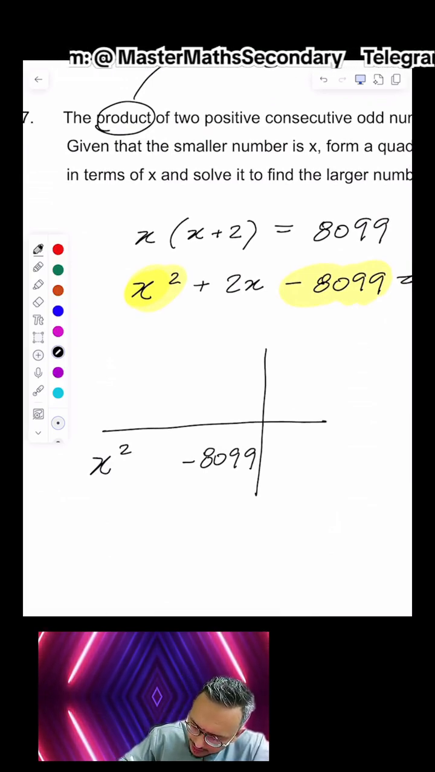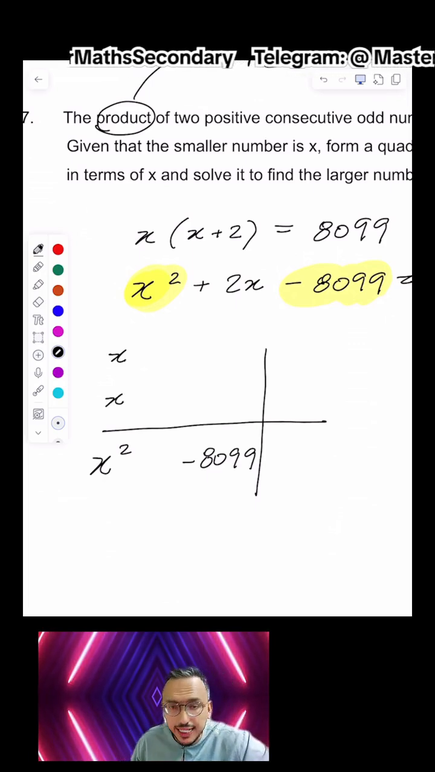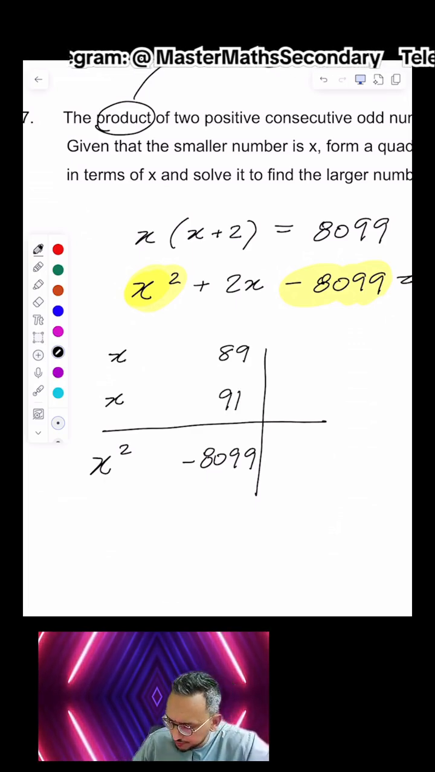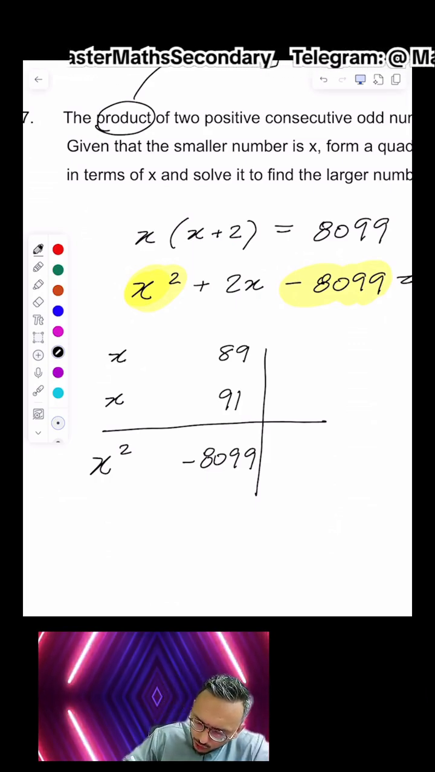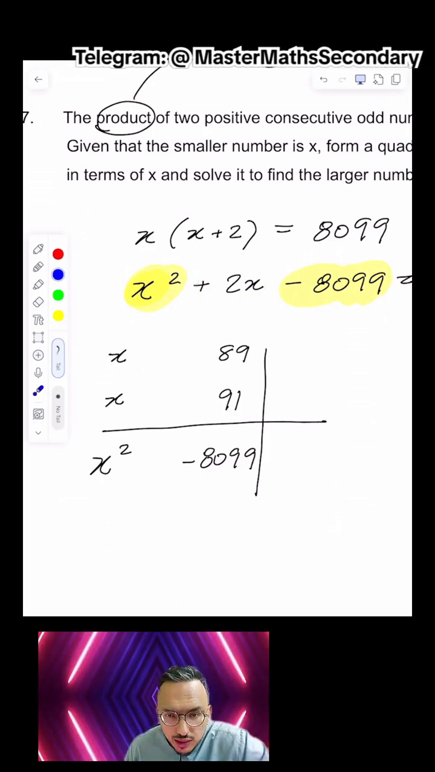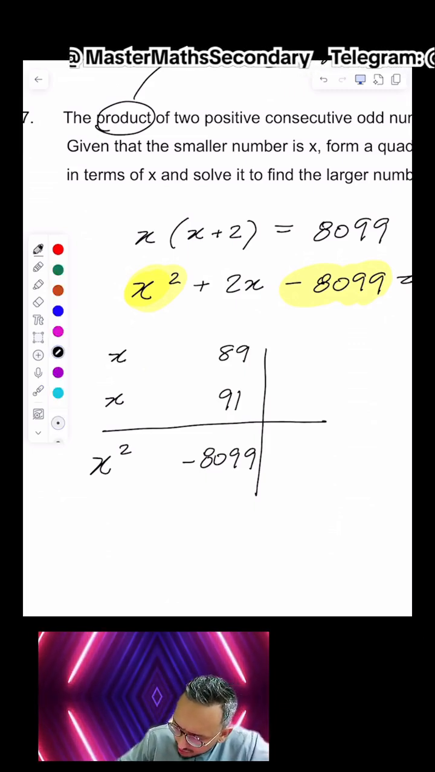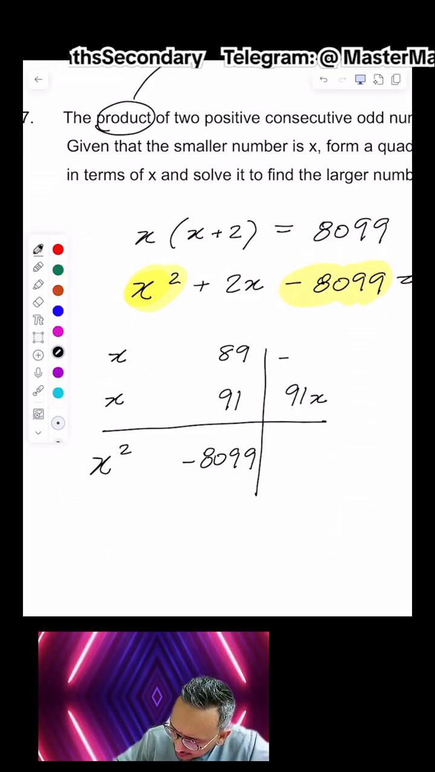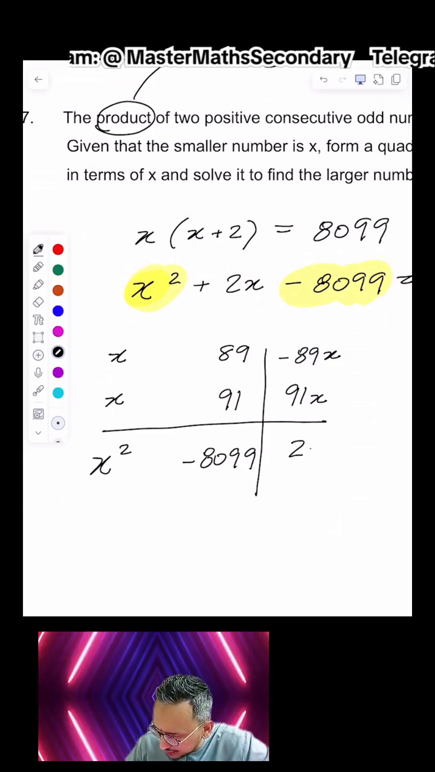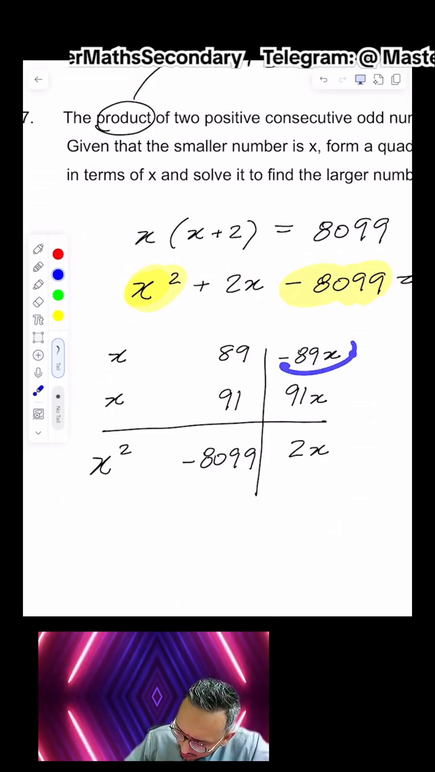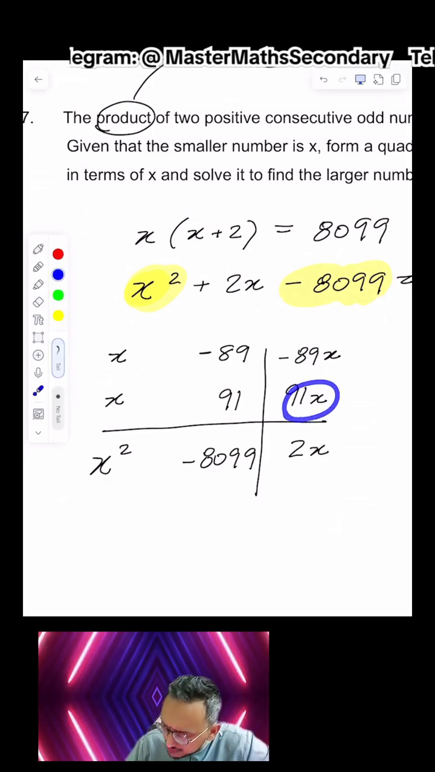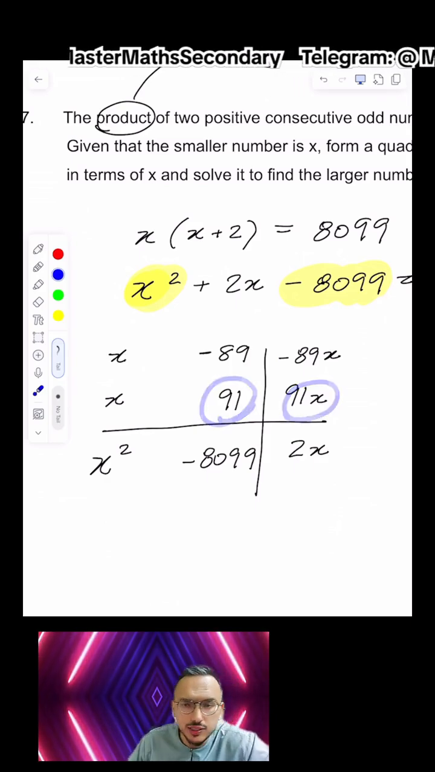So this x squared becomes x and x. The 8099 becomes 89 and 91. Now, I want to get positive 2x. For me to get positive 2x, I need to have 91x and negative 89x. So this will give me my 2x. But for me to get negative 89x, that means this has to be negative. For me to get 91x, this has to be positive. Can you all see that?